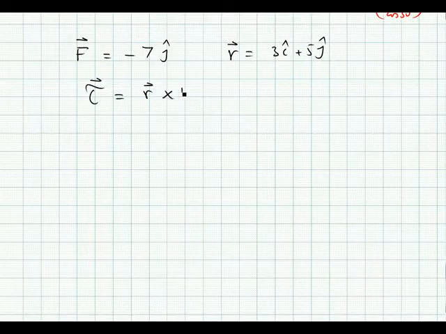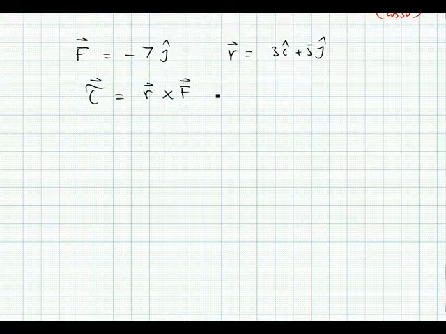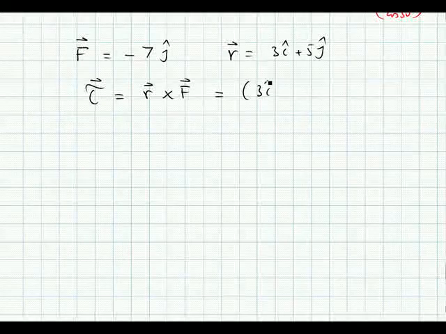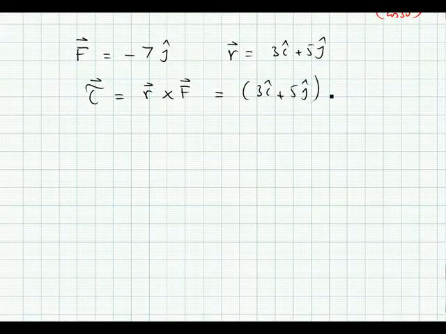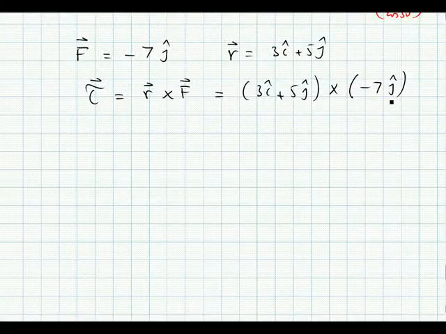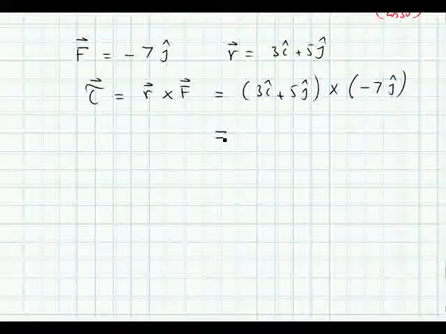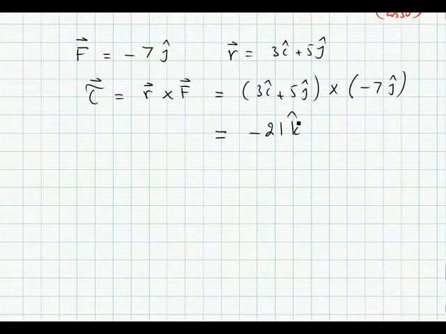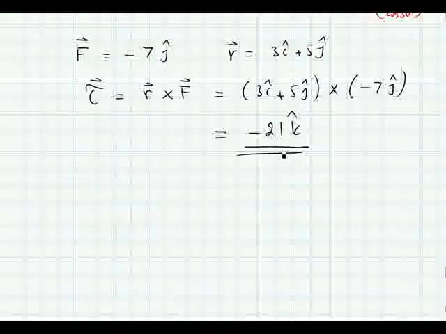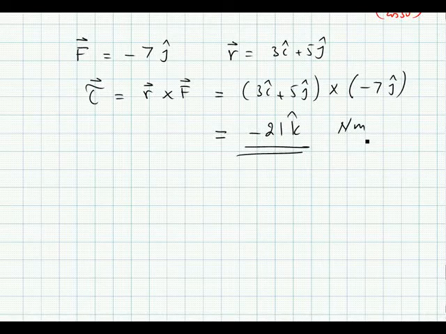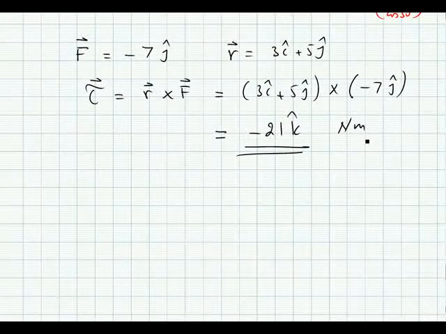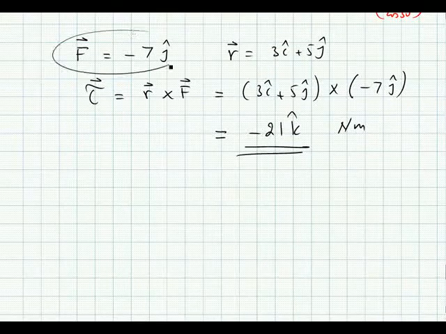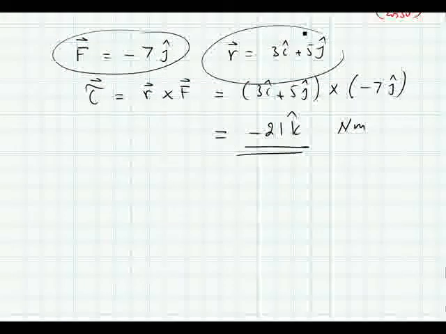Torque is r cross F. Please make sure you get the order right, which is equal to, you write it out, 3i plus 5j crossed with minus 7j, and that's equal to negative 21k, and that's it. So negative 21k is the torque, and the units for torque are of course Newton meter. So negative 21k Newton meter is the torque due to force F with the moment r.